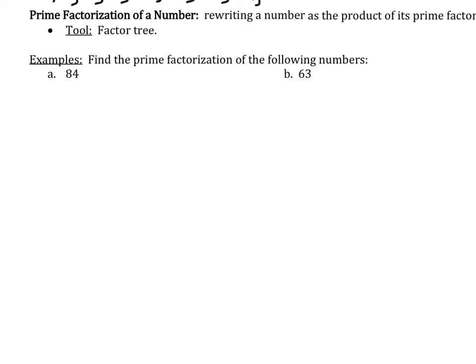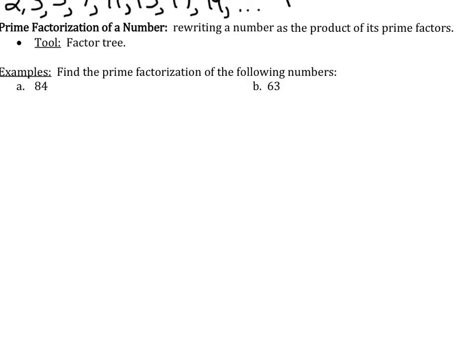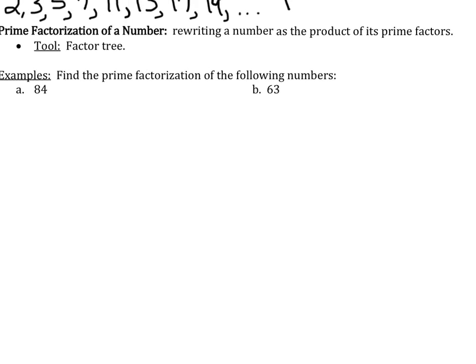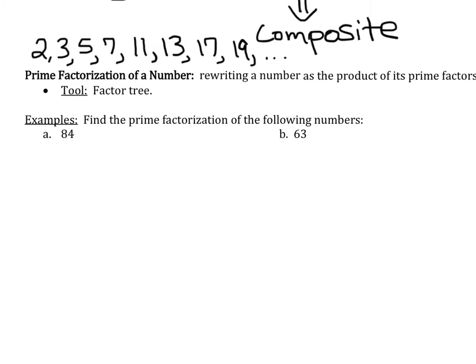And basically, the prime factorization of a number is the process of rewriting a number as the product of its prime factors. That's why this list of prime numbers here is so important. We want to be able to rewrite numbers as a product, or multiplication, of its prime factors. The tool that we're going to be using to help us do that is called a factor tree.